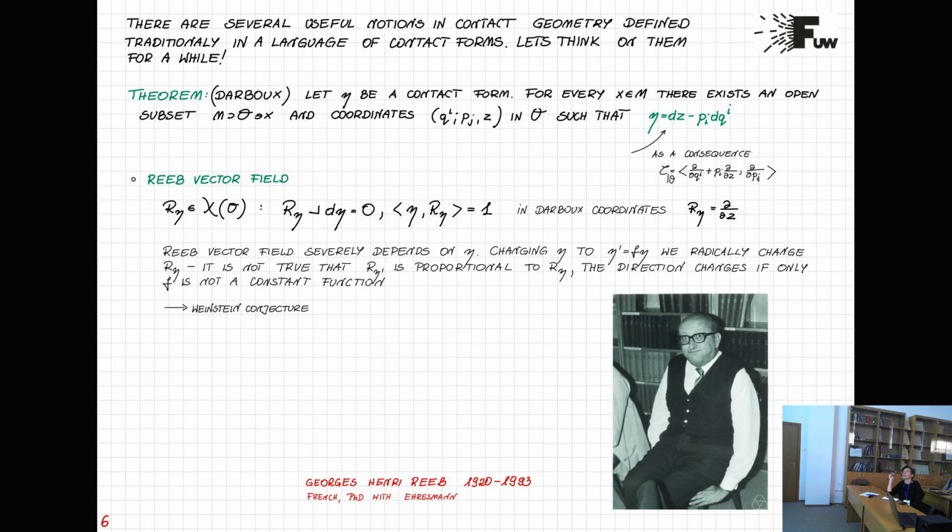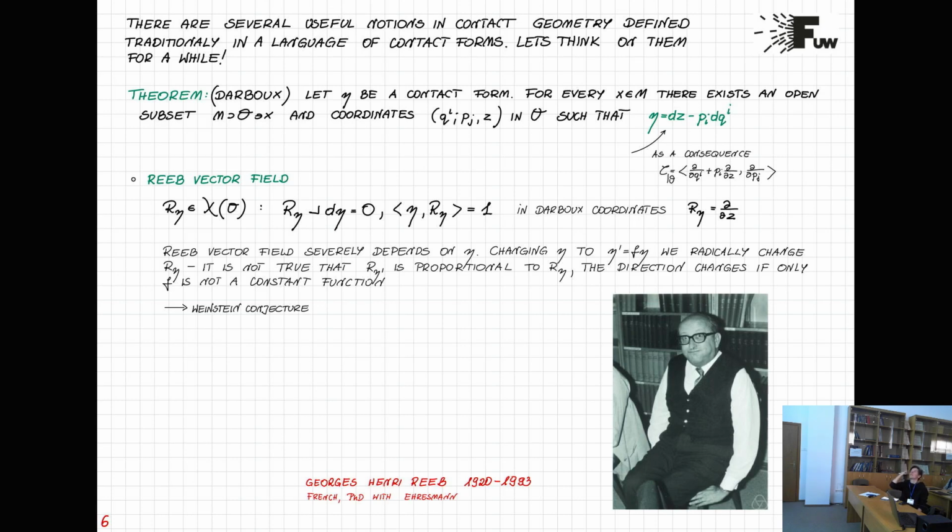As we can see from the definition, it severely depends on the choice of the contact form. And we already learned that usually it is not chosen once and for all. There is a certain ambiguity in this choice. So also the Reeb vector field is not chosen once and for all. And this dependence is really severe because when we multiply our contact form by a function, this Reeb vector field changes completely together with the direction. It is not like it only scales. It also changes the direction.